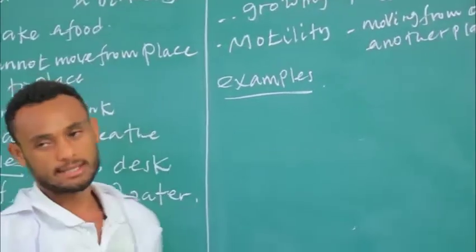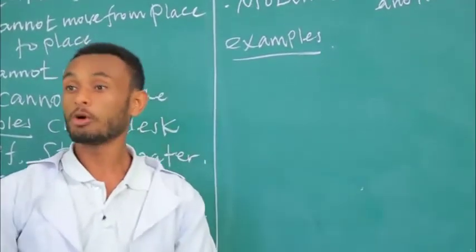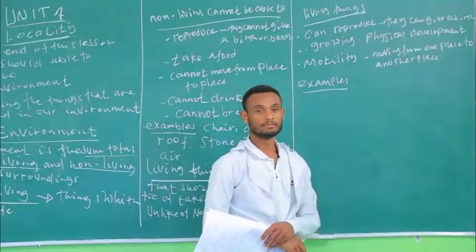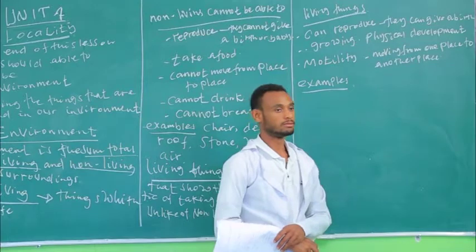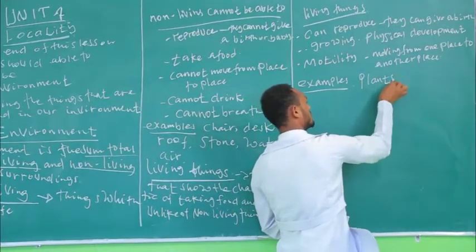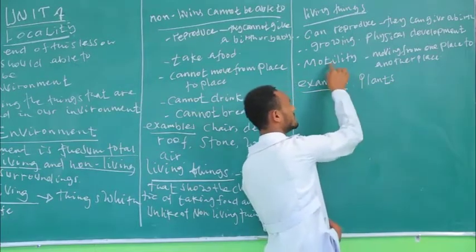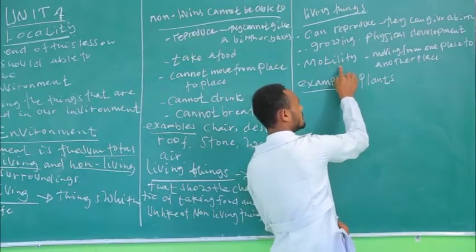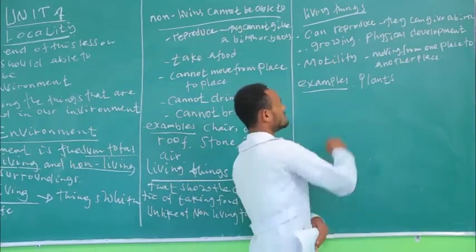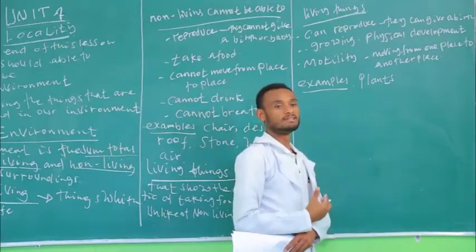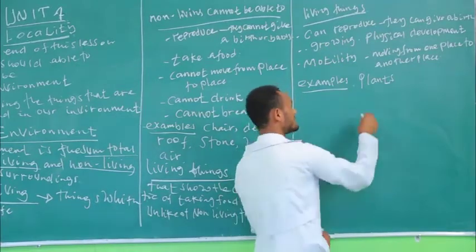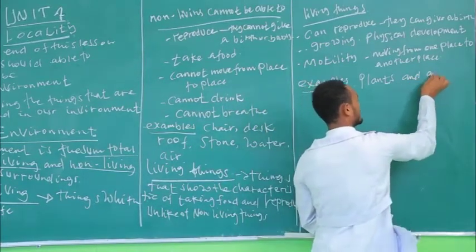Examples. Students, can you give an example of living objects, or living materials? Good. For example, plants. Even though plants do not move from one place to another, they can excrete, they can grow, and they can reproduce. So this is the character of living things. Plants and animals.